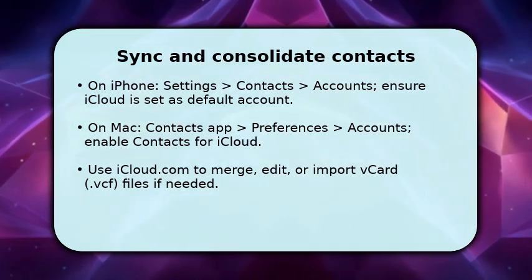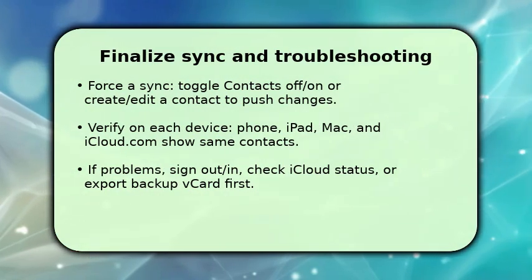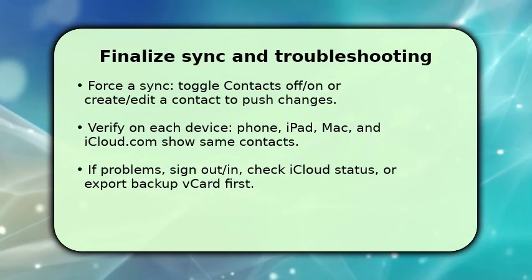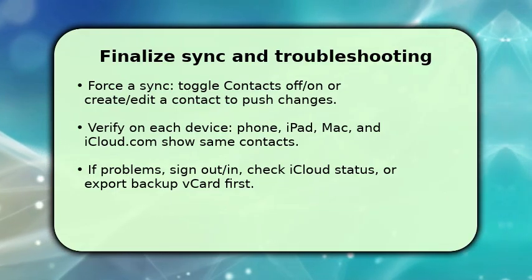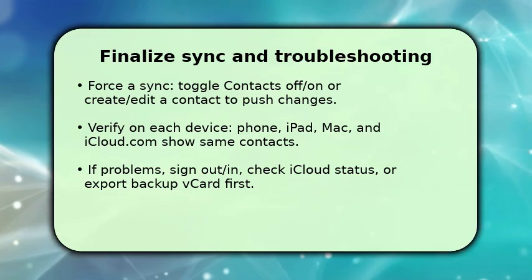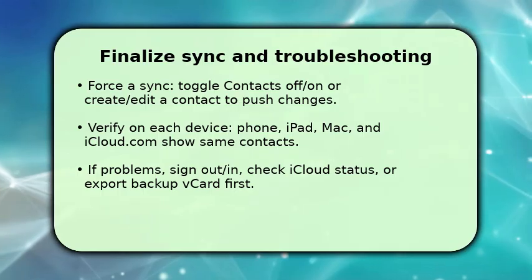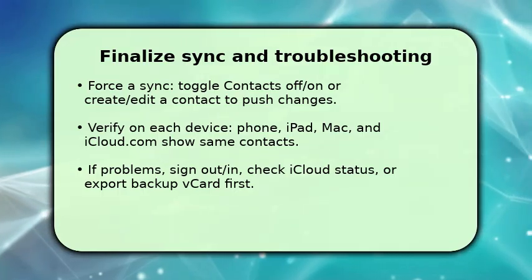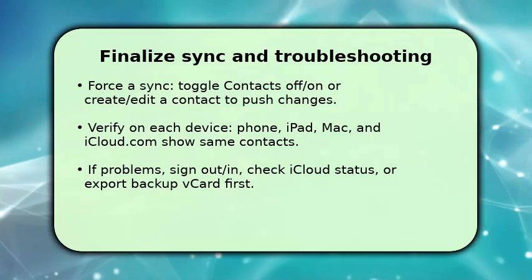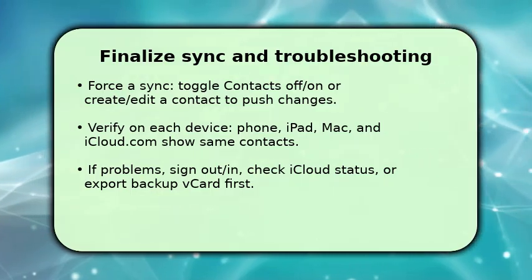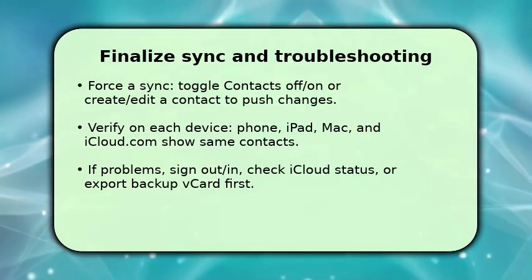To finish, trigger a manual sync by toggling contacts off then on, or simply create or edit one contact to force a push. Next, verify consistency across your devices and on iCloud. They should all reflect the same list. If something fails, don't panic. Sign out of iCloud and sign back in, confirm Apple's iCloud status, and ensure network access. Make a backup by exporting a vCard before major changes, so you can restore if a sync or merge goes wrong.